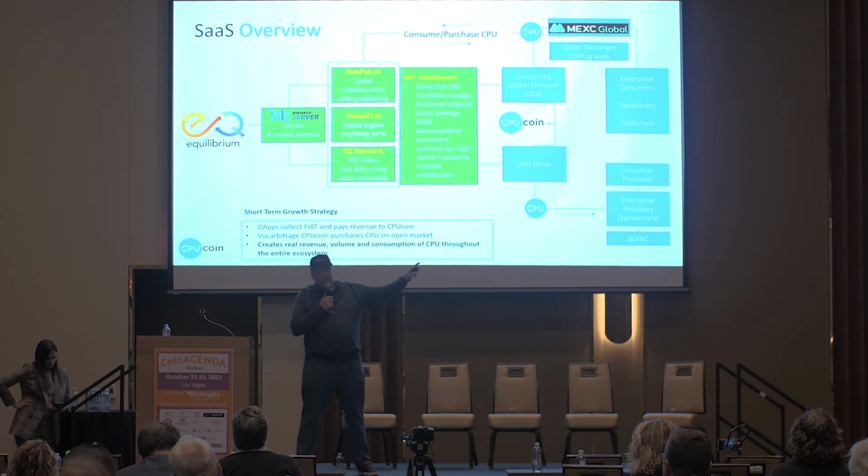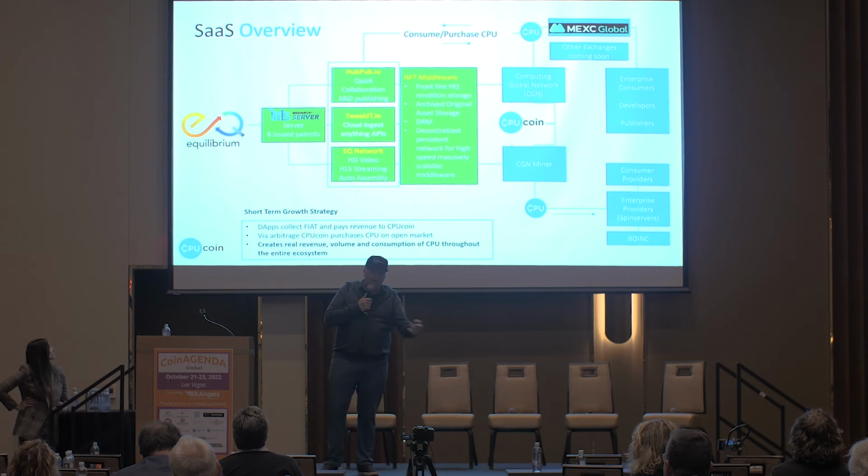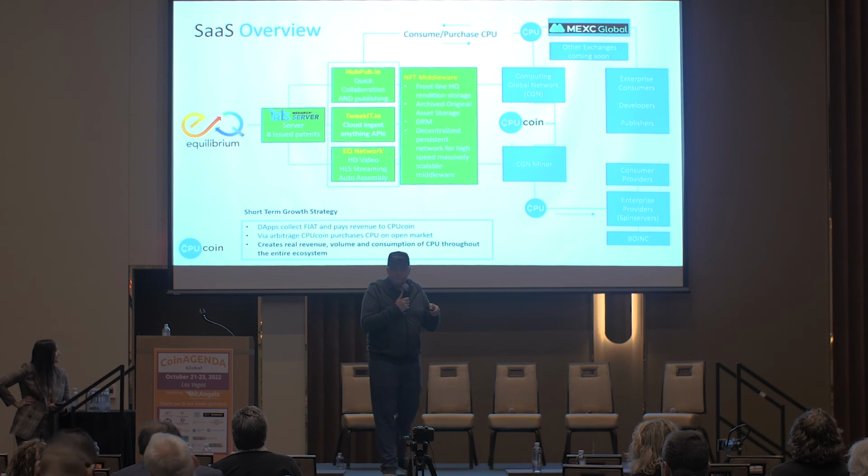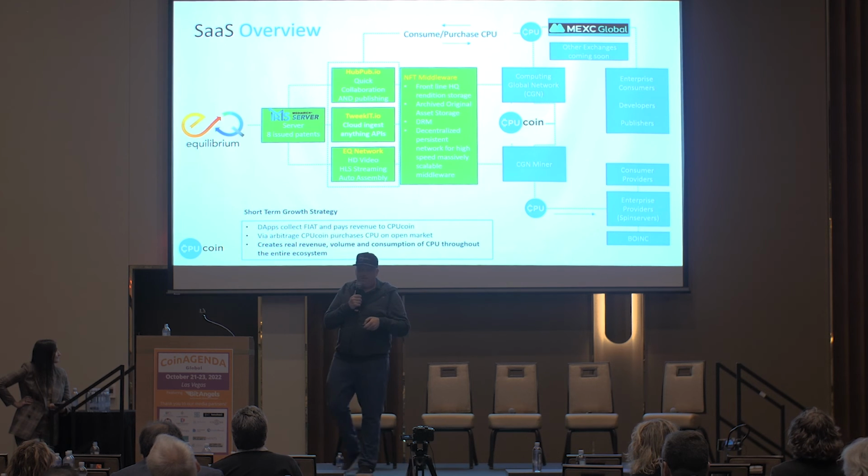On the left side is the companies that will deploy on our network. On the right side is CPUCoin. We do pay out directly into our exchanges. Our exchange partners actually get airdrops weekly or daily, depending on whether we're using APIs.